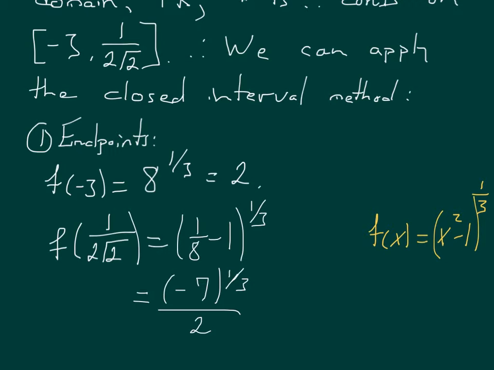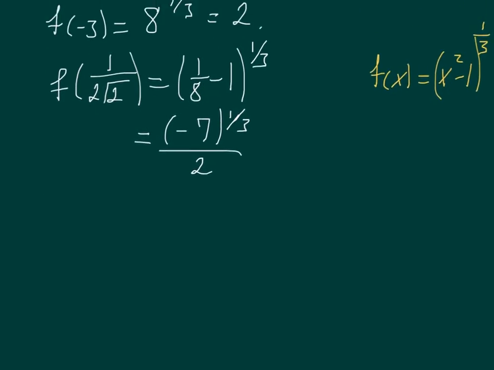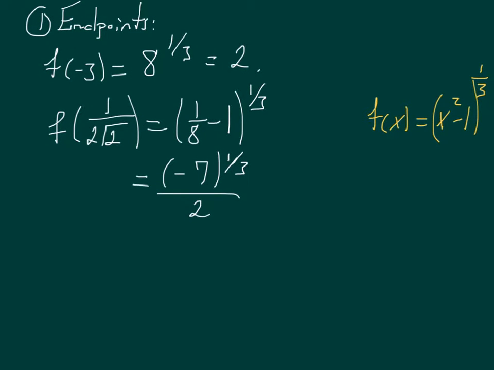Okay, so now what do we do? Well, we evaluated our function f at the endpoints. The next thing that we're supposed to do in the closed interval method is evaluate f at all critical numbers in the interval, in this case minus 3, 1 over 2 root 2. All right, so we're now looking to evaluate f at the critical numbers in the interval. We could put closed interval or open interval here, it doesn't really matter.